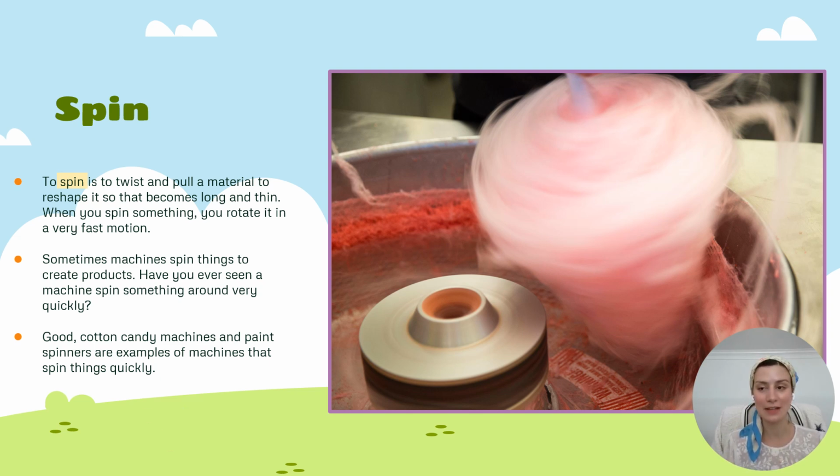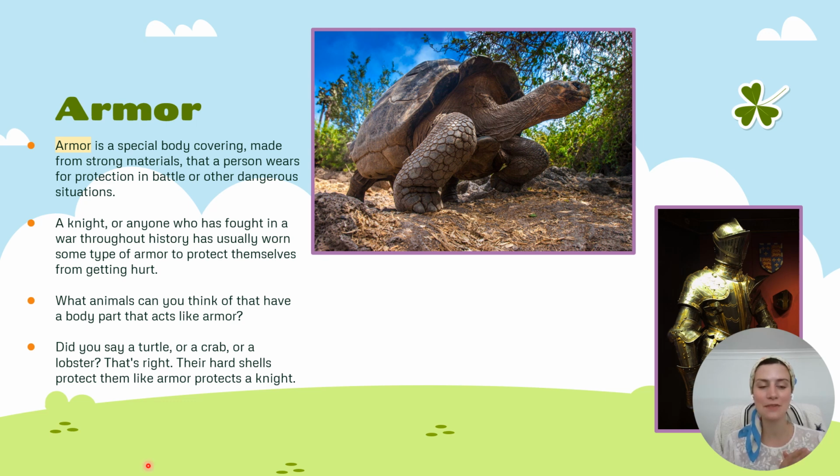that spin things quickly. All right, next we have the word armor. Go ahead and say the word armor. Armor is a special body covering made from strong materials that a person wears for protection in battle or other dangerous situations. A knight or anyone who has fought in a war throughout history has usually worn some type of armor to protect themselves from getting hurt.